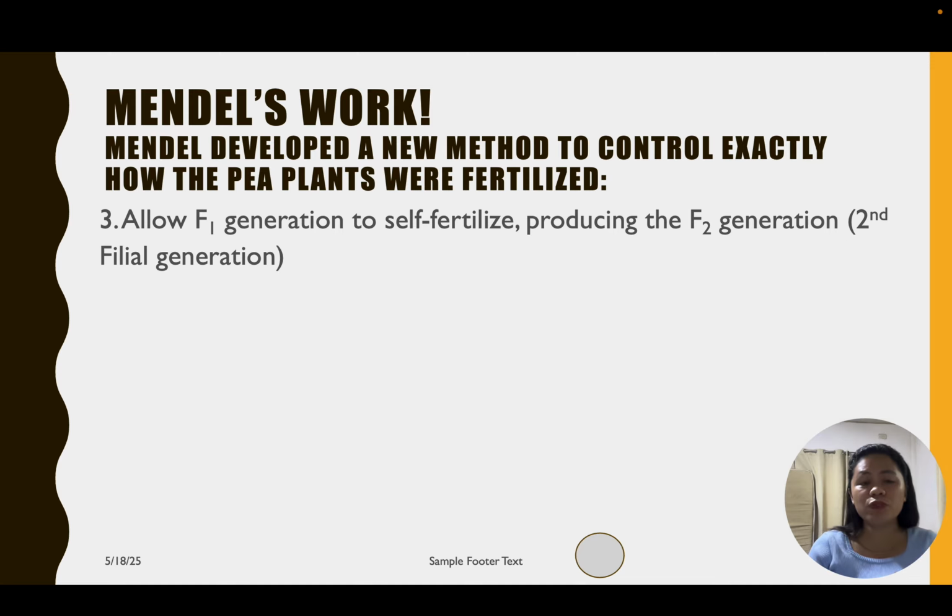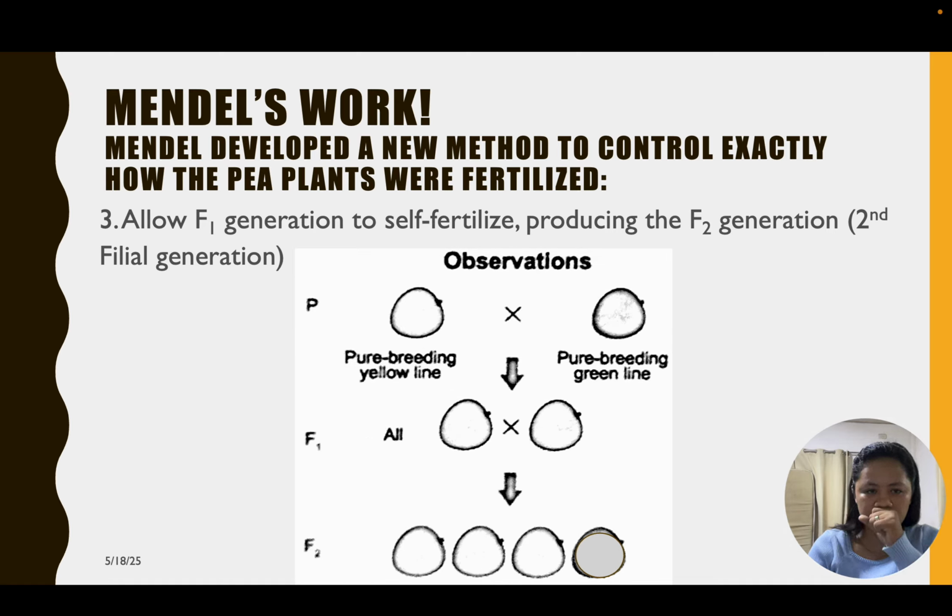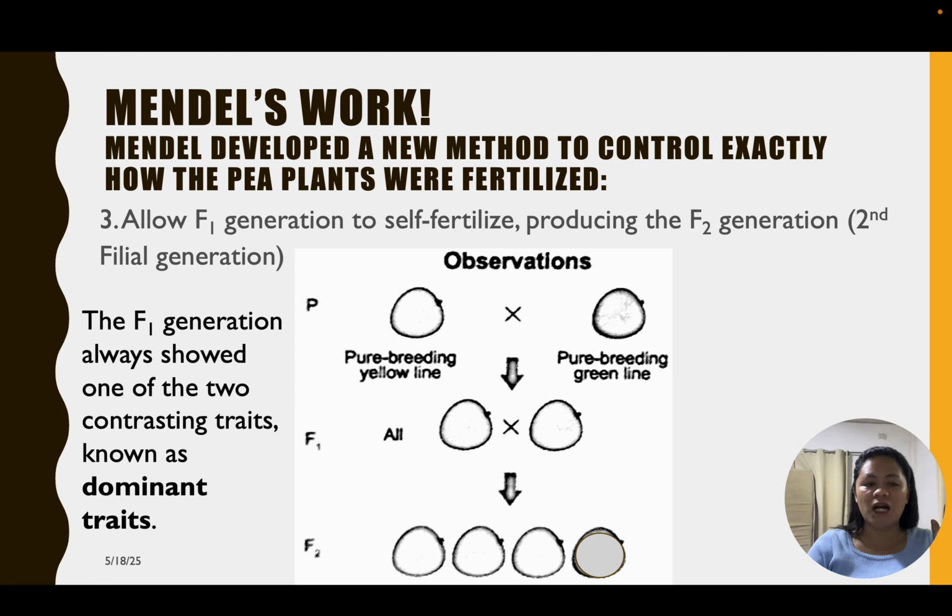And then, yung na-produce na offspring, self-fertilize niya hanggang nakaproduce siya ng second generation. So, parang ganito siya. So, yan. So, yung parent, pure breeding na yellow, i-cross siya sa pure breeding na green. So, nakaproduce ng lahat na yellow na generation, yung F1 generation. And then, pagdating sa F2 generation, so merong changes.